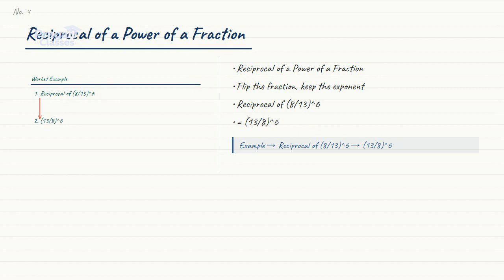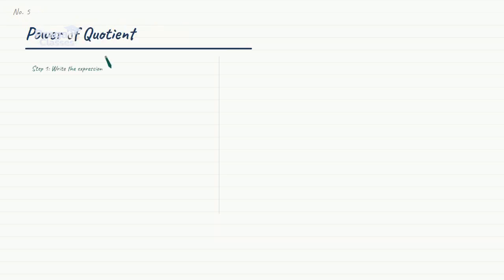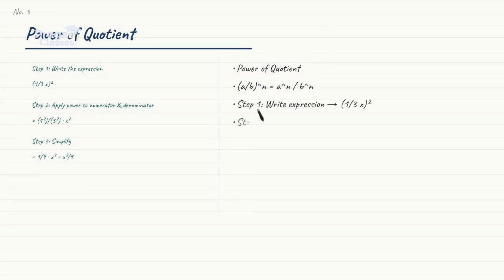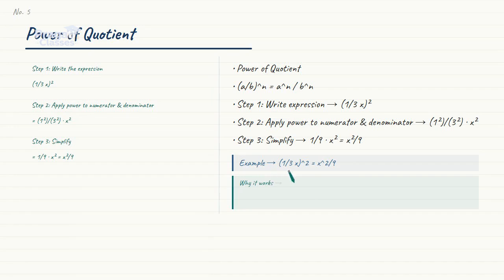Remember how we just flipped a fraction and kept the exponent? That's because the exponent actually belongs to both the top and the bottom, and that's exactly what power of quotient is all about. I'll show you what I mean. Picture this. When you have a fraction inside parentheses with an exponent outside, you can give that exponent to the numerator and the denominator separately. Let's work through the example on the board.